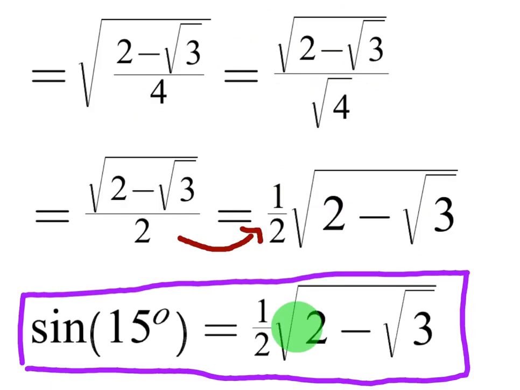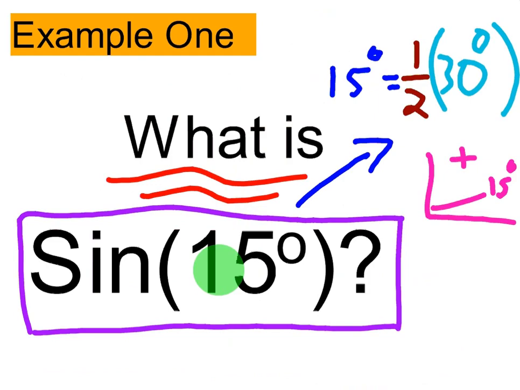So final answer, sine of 15 degrees is equal to 1/2 times the square root of 2 minus the square root of 3. That's it for this particular example. If you have any other questions about it, let me know.